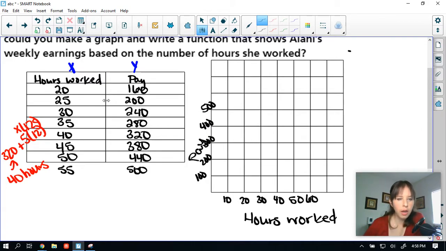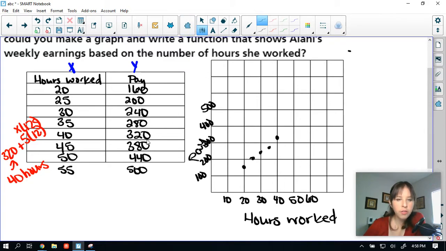Okay, when we're looking at her working hours, when she worked 20 hours, she got $160. So she was roughly right here. When she worked 25 hours, she was roughly 200. 30 hours was 240. 35 hours is 280. And 40 hours is 320.